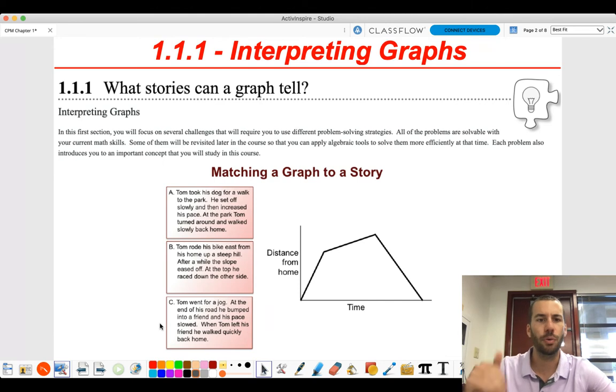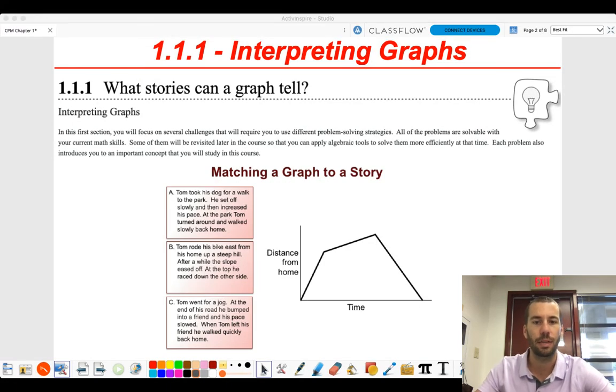All right, so I'm going to go through each one pretty quickly. Tom took his dog for a walk to the park. He set off slowly and then increased his speed. Well, as I look at the graph, it looks like in this very first part, he's covering a lot of distance in not very much time. But then here, it looks like he's getting further away, but it seems to be slower, right? He's not covering as much distance, not getting as far away in even more time. So that to me doesn't sound like he's starting off slow and then speeding up. That sounds like he's starting quickly and then gets a little slower. So I think A is out, right? I think we can definitely get rid of A.